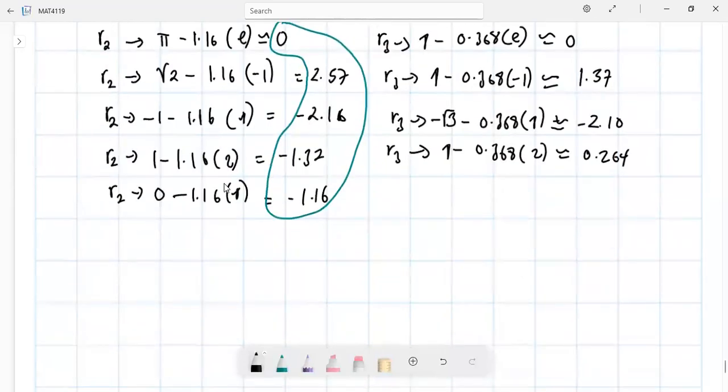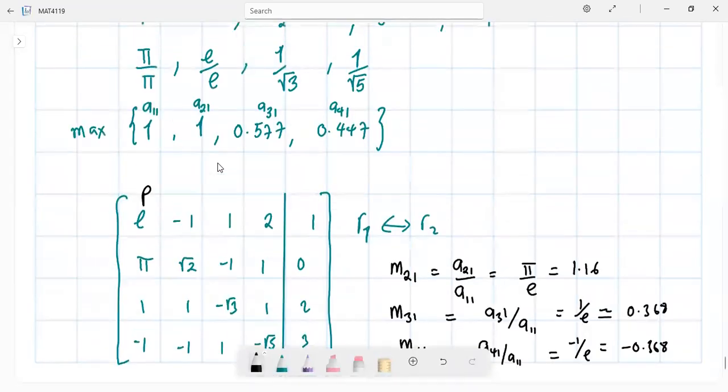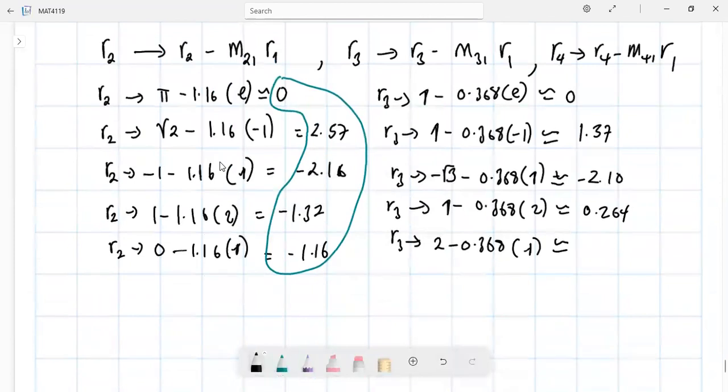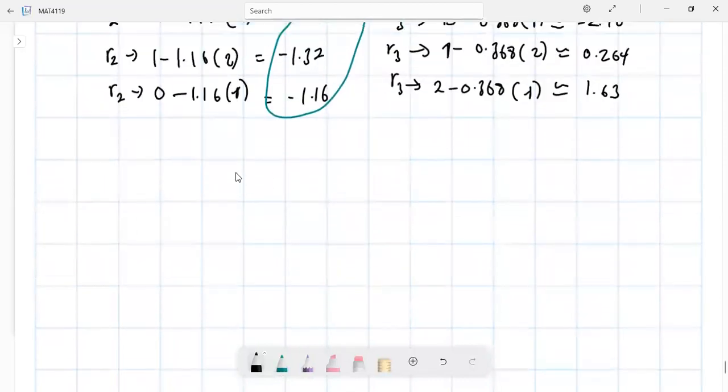And then we finally reduce the last element. And the last element is what? 2, right? So 2 minus 0.368 times the element, which is 1 in the first row. So this is approximately equal to what? 1.63. Okay, so now we go to row 4.